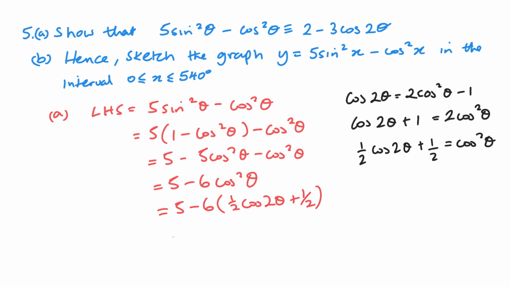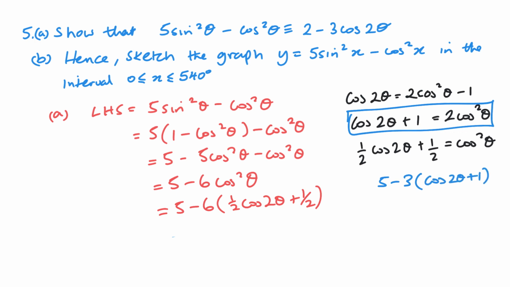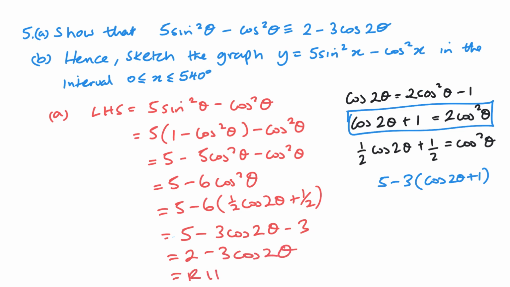And what I was talking about, and I'll do this in blue so you can see, is that if I'd taken it from this point, I could have gone 5 minus 3 lots of cos 2 theta plus 1. Okay, so I did have a couple of ways of doing it there. So we have 5 minus 3 cos 2 theta minus 3 gives me 2 minus 3 cos 2 theta, which is my right hand side as required.